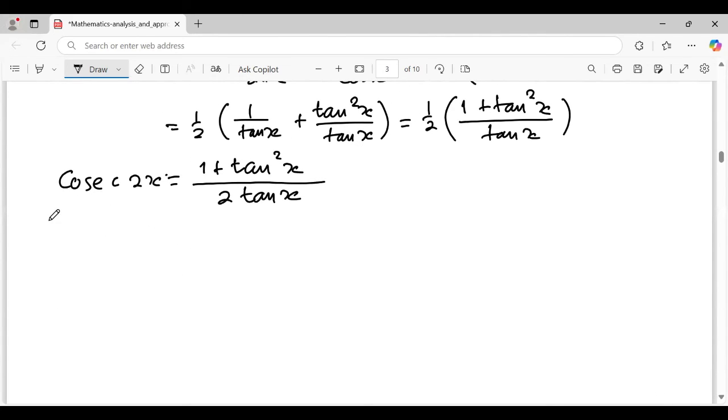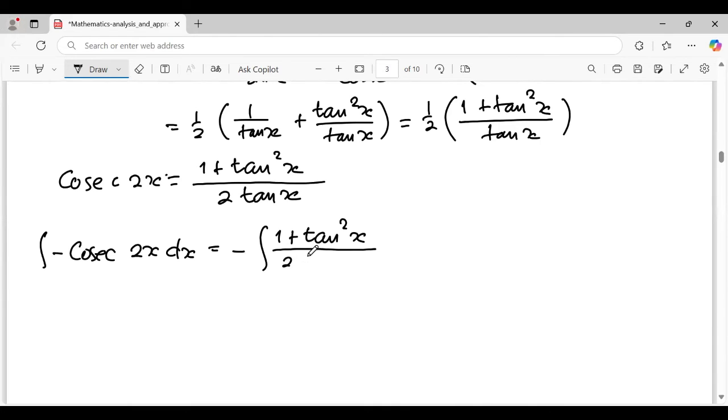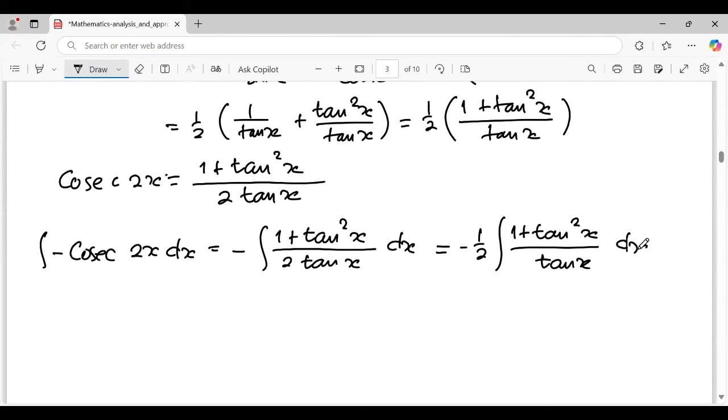Now it means the integral of minus cosecant 2x dx is minus the integral of this expression, 1 plus tangent squared x over 2 tangent x dx, or it is minus half integral 1 plus tangent squared x over tangent x dx.